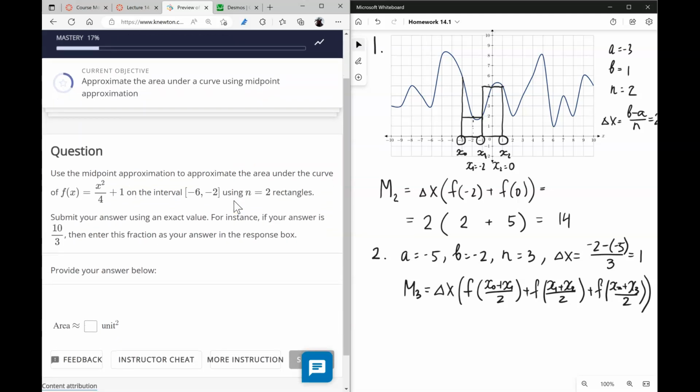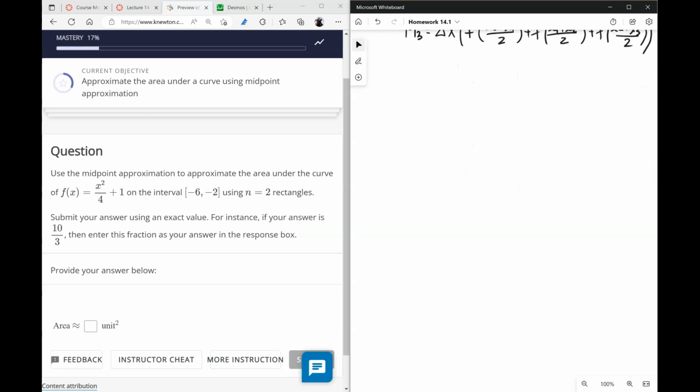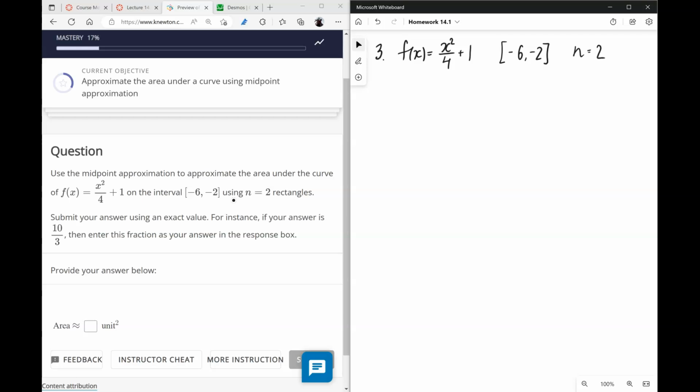In the next problem, we are actually given a function, so we're going to identify all the key ingredients. -2 minus -6 is 4. 4 divided by 2 is 2.